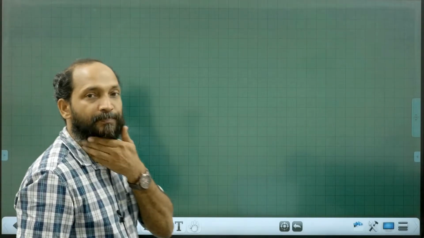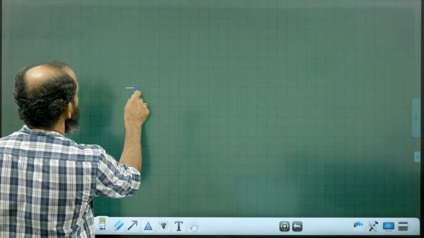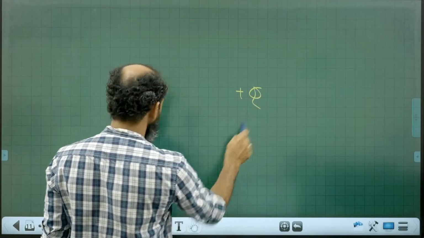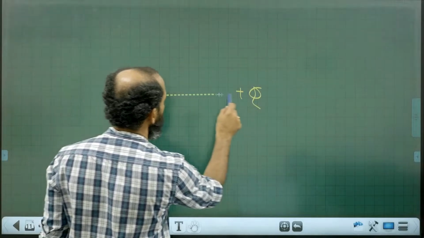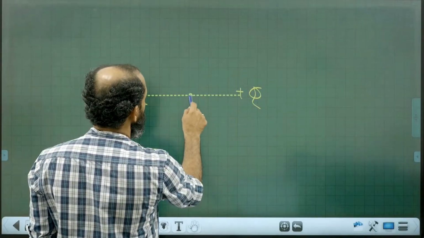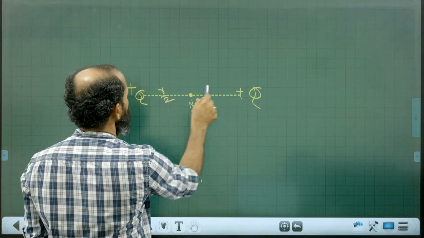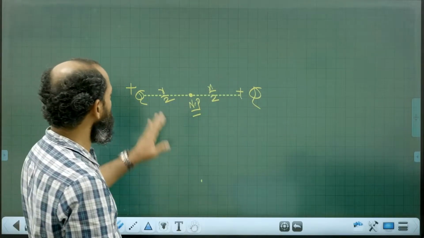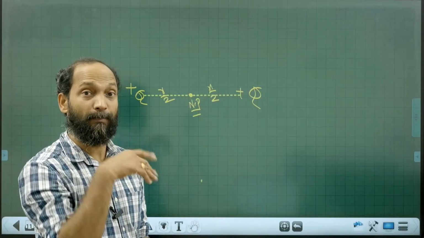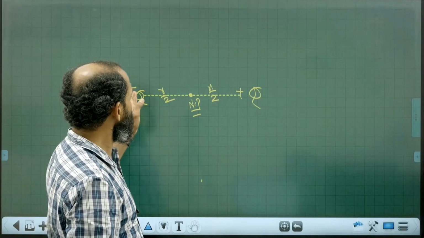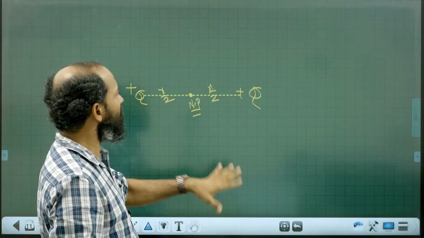Now, what is the total charge on the dipole? 0. What is the null point of dipole? Very important information. Dipole has no null point. Null point is that point where resultant electric field is 0. If two plus q charges are kept close together, plus q and plus q, where is the null point? It has a null point, which is the middle. Null point is at the middle, exactly at the middle. This is r by 2, this is also r by 2. If one is plus and the other is minus, plus q and minus q, no null point anywhere. If both minus q, still null point is in the middle.